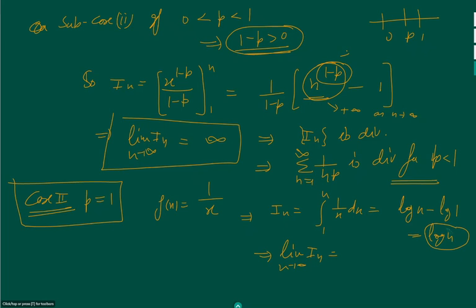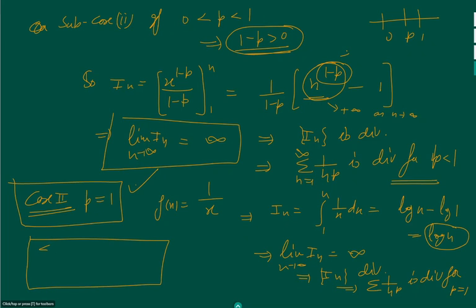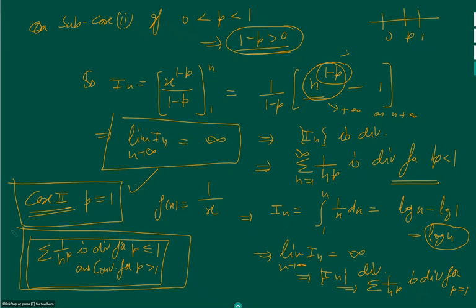This implies the limit of I_n as n tends to infinity. Log n goes to infinity as n tends to infinity, so I_n is divergent, and I_n being divergent means the series is also divergent. This implies the series 1 over n is divergent for p equal to 1. So we have got that this series 1 over n raised to power p is divergent for p less than 1 or equal to 1, and convergent for p greater than 1. This is what we have proved using Cauchy integral test.